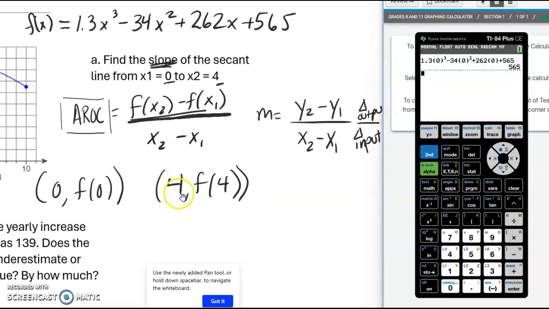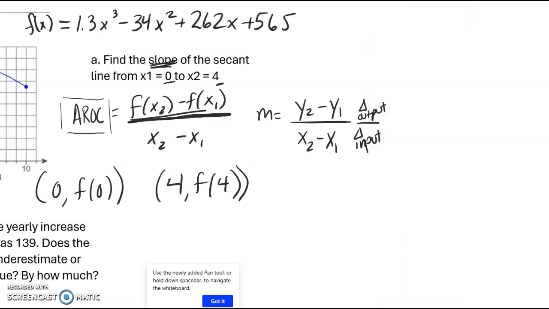Now I will input 4. And instead of me retyping all of this, what I could do instead is hit second, enter, and it'll pull down what I just typed in, and I can left arrow over, and I can change the 0 to 4. So changing my input to 4 now, and then I can hit enter. So now I have my two values, and so I'm going to put that in to my slope formula.